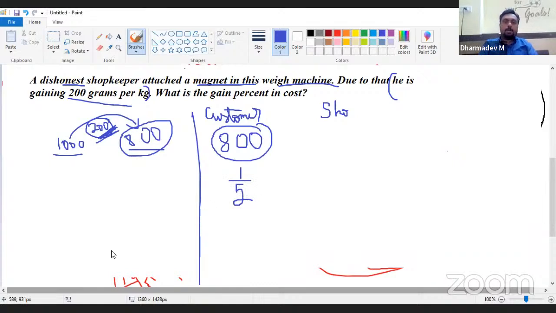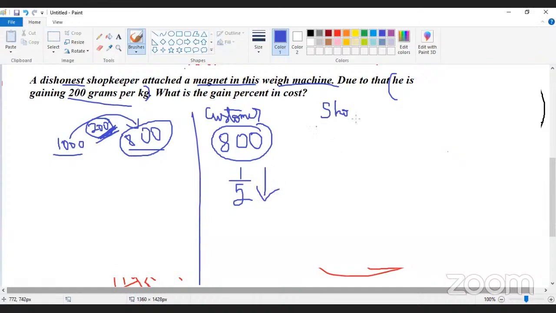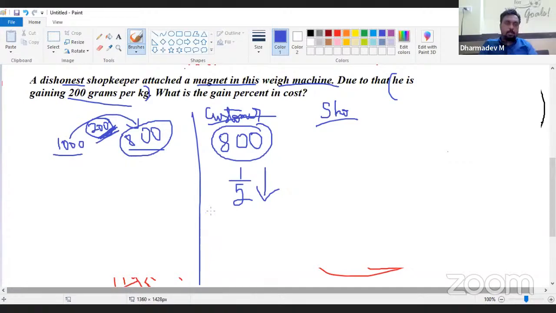If 1 by 5 is the loss percentage, what would be the gain? Write it down. Is it 1 by 6? No. 1 by 4. Yes, 1 by 4. So 1 by 4 would be the profit.